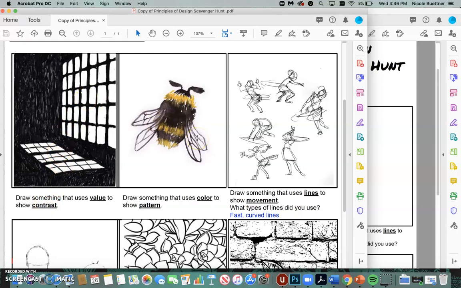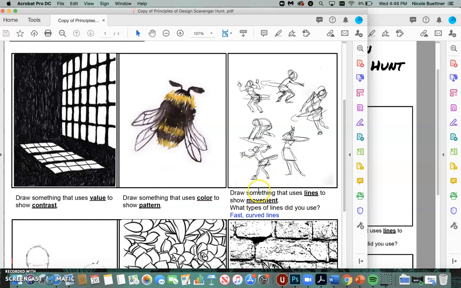Next, draw something that uses color to show pattern. So this is something that I just kind of used from my imagination. I didn't actually find this, but I was thinking about maybe something from nature that has a color pattern on it, like a bumblebee. So remember, a pattern is when something repeats. I'm trying to show a color pattern. On a bumblebee, it has the yellow and black pattern on the back. So I decided to show that type of pattern using that color scheme.